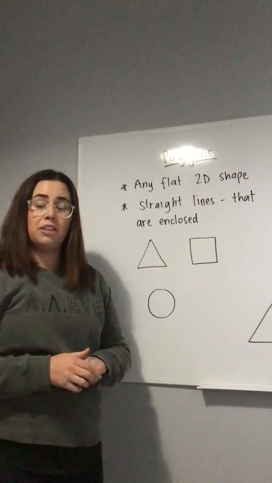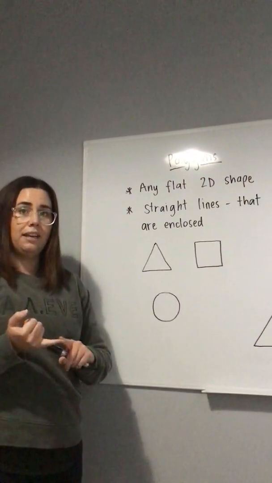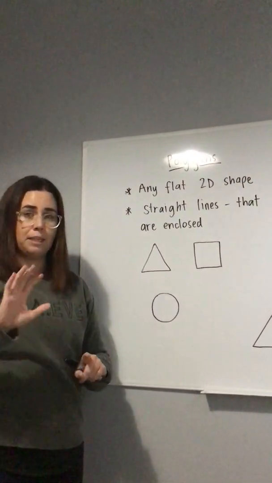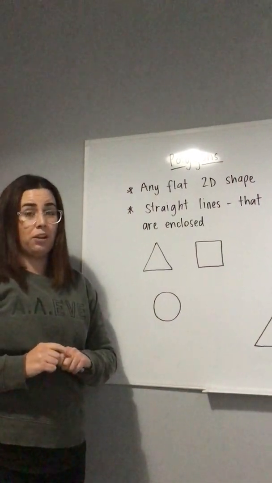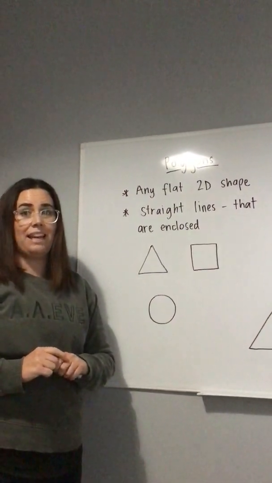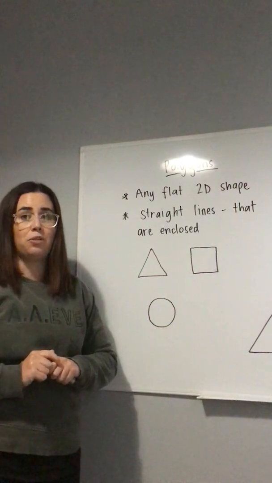Can you think of some other shapes that are 2D and have straight lines enclosing a space? That could be polygons. Have a think and see if you could list down some shapes on a piece of paper.